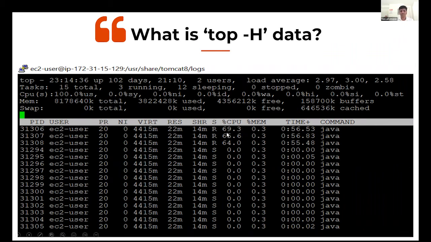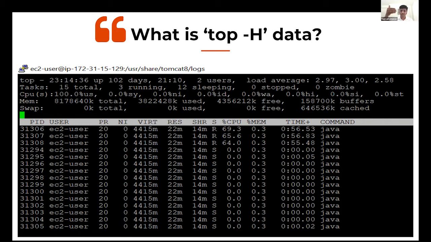Even though my application has hundreds of threads, I can see these 3 threads. Thread 31306, running within my application, is consuming 69.3% of CPU. Another thread, 31307, is consuming 65.6%. So I get per-thread level detail. Once I have this, I can narrow down which threads are causing the CPU to spike. Since we are capturing a thread dump, with the thread dump I will know what lines of code these threads are executing.